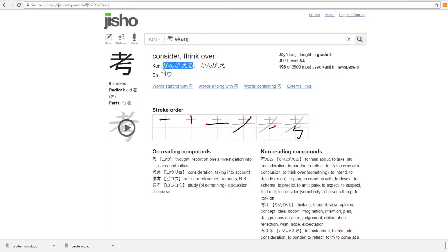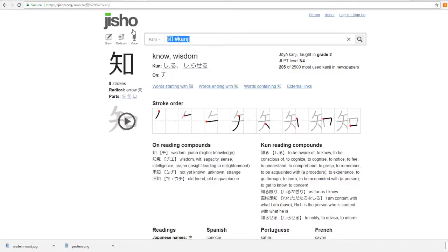The next one we're gonna look at is its kunyomi is going to be kangaeru. Let's try to see what Google tells us this sounds like. 考える, Kangaeru. So kangaeru is to think about something.